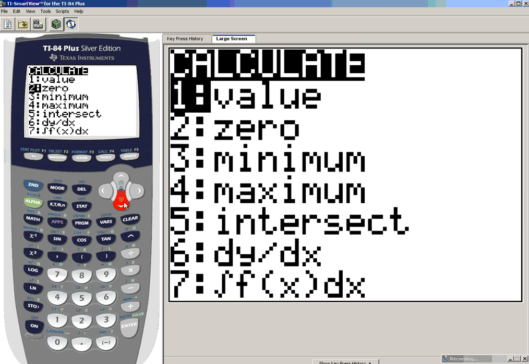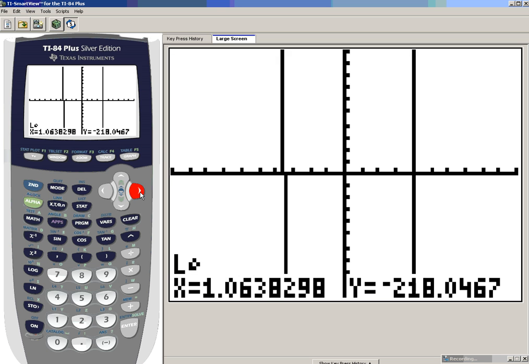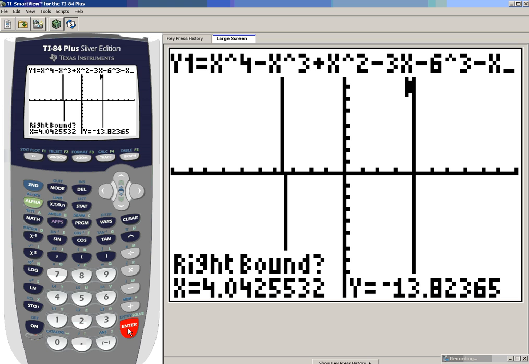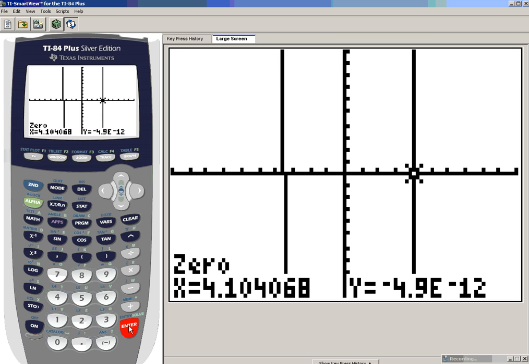So let's calculate a 0. Need to find each one of those. Let's find the positive one first that looks like it's passing through about 4. So we're going to arrow over. We can have an idea, even though we can't see on our graph where we're at, by looking at the x value down here at the bottom. We know that that's going to be somewhere around 4. And we can see when we fluctuate here, we're still down at negative, but now all of a sudden we're up at positive. So go over here to where we're down in the negative, hit enter. Go to the right one where we're in the positive, hit enter. We don't need to guess, hit enter again. There is our first 0.